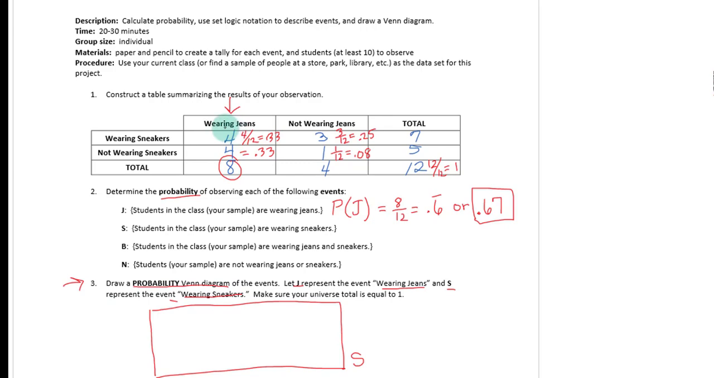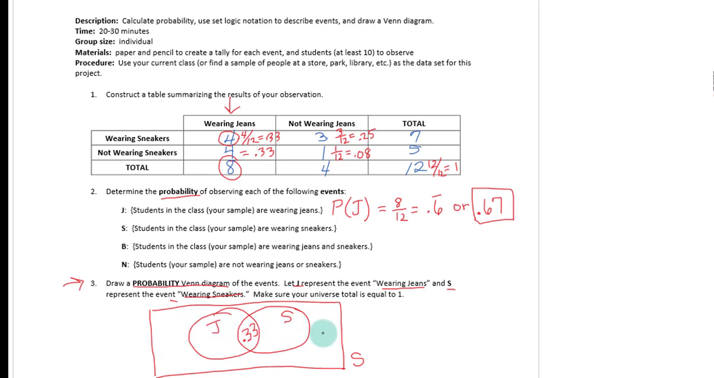Now I can see that there are 4 people in our observations from the classroom that were wearing jeans and sneakers at the same time. So I need to be sure to draw my events so that they are overlapping. One event is J, the other event is S. That's what we're given in the directions. Notice that the intersection is our 4 students out of 12, so that's 0.33.